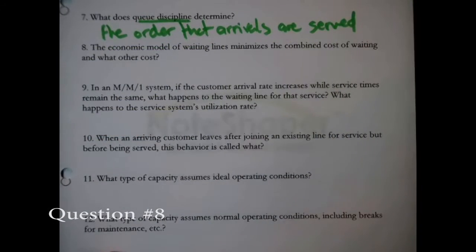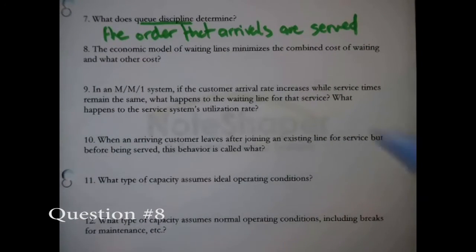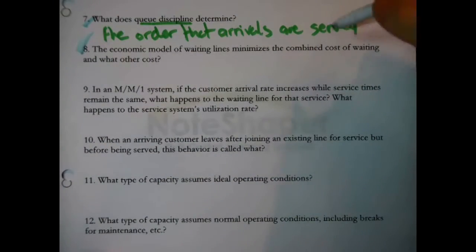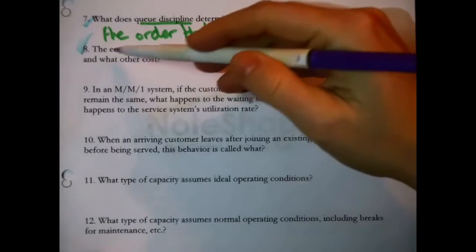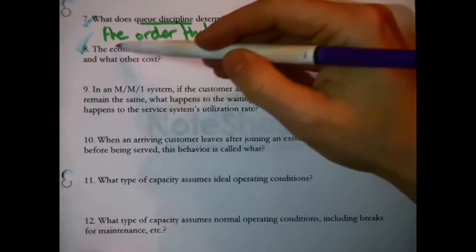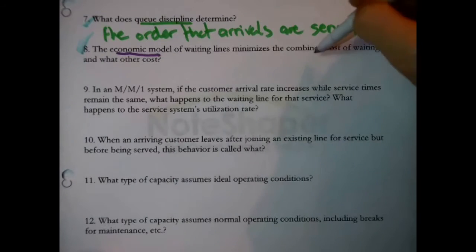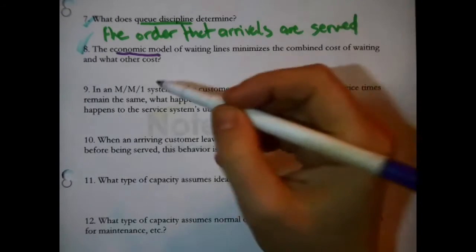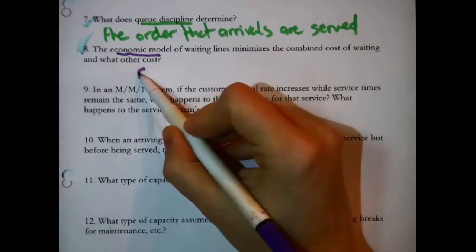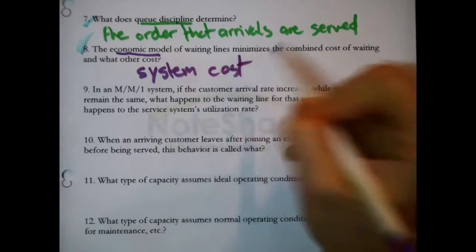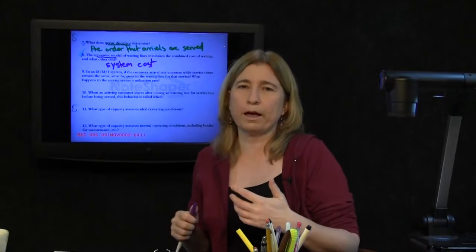The economic model of waiting lines minimizes the combined cost of waiting and the what other cost? Okay, economic model implies trade-off. Trade-off between what? The cost of waiting and the system cost, or cost of system capacity, right?